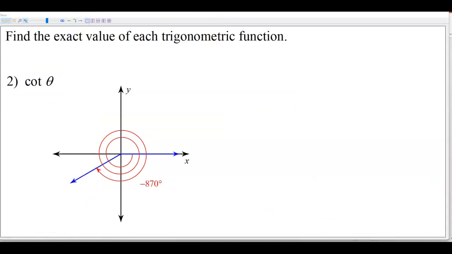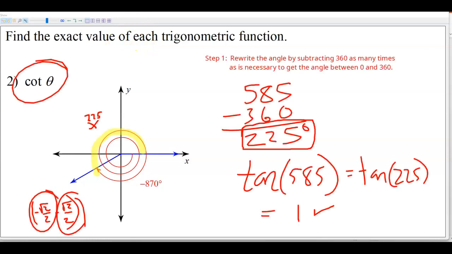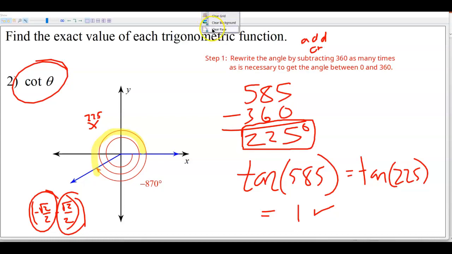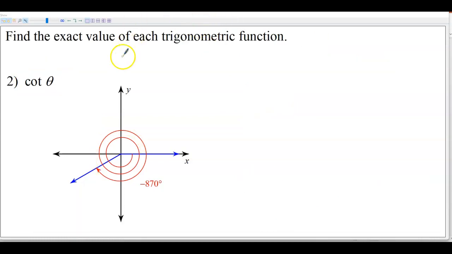All right. Well, I guess maybe we should go back and revise step 1 a little bit. Let me bring that back. Instead of saying just subtracting, we say by subtracting or adding, because in this case we're going to have to add it, and you'll see what I mean in a minute. Okay, so let's go ahead and do this next one here. Cotangent.